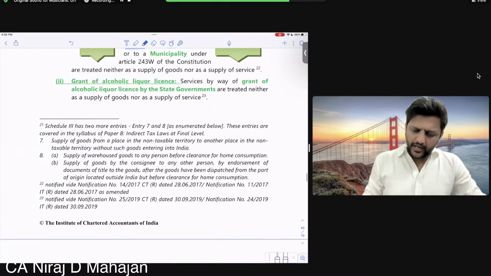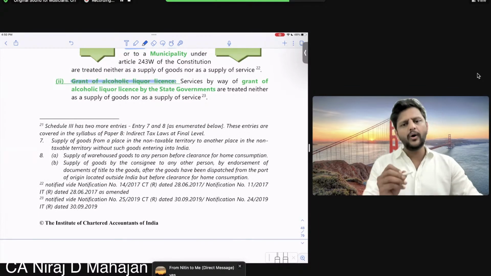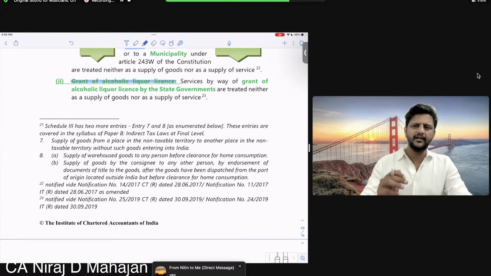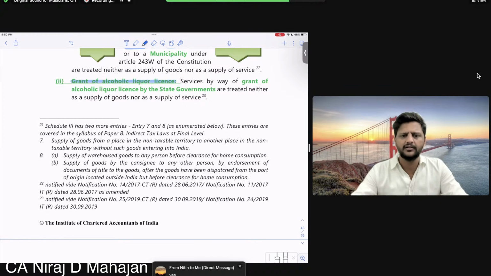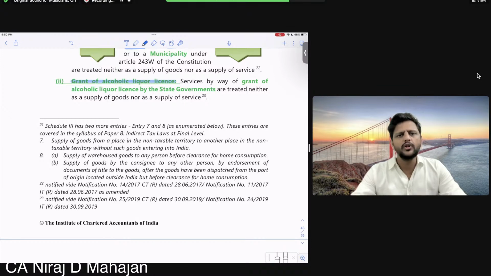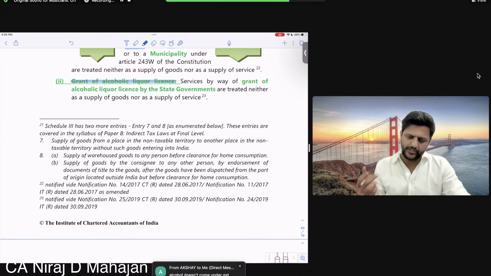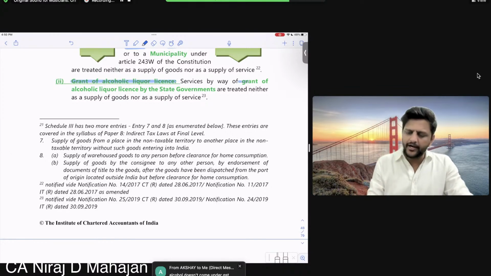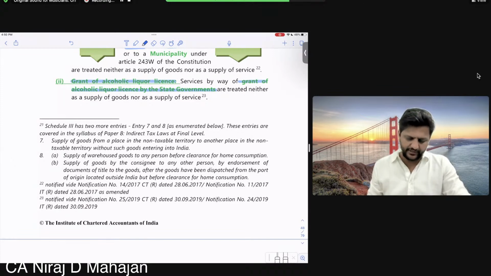Next, grant of alcoholic liquor license. Why? License, bachcho, we had seen in 7.1. License was part of supply, clear cut. But what is the logic that for giving of alcoholic liquor license, it is not a supply? Because alcoholic liquor itself is not under GST. Very good, Akshay. Services by way of grant of alcoholic liquor license by the state government are treated neither as supply of goods nor services.